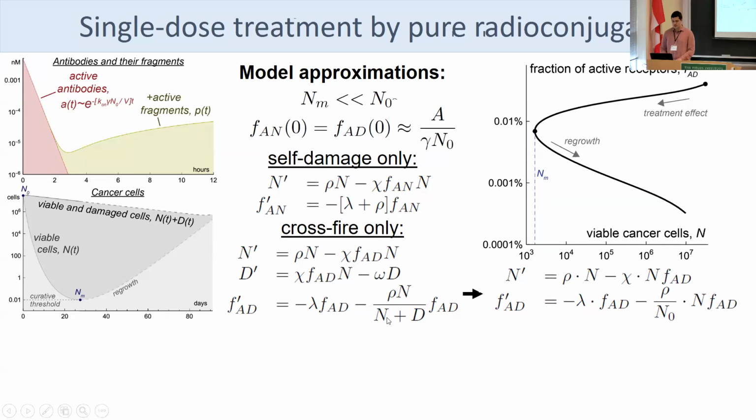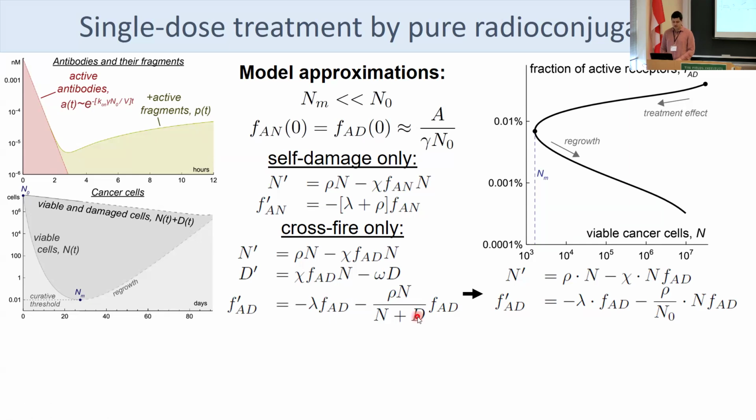In the crossfire only case, the situation is a bit trickier. Here, the active receptors on damaged cells also matter. But we can note that during the first hours of treatment, when damaged cells just begin to emerge, the fractions of active receptors on viable and damaged cells are close to each other and can be approximated as one variable, while if treatment works, then already after a day, the number of viable cells is very small compared to the number of damaged cells, and we can approximate the rate of radiation using only the active receptors on damaged cells.